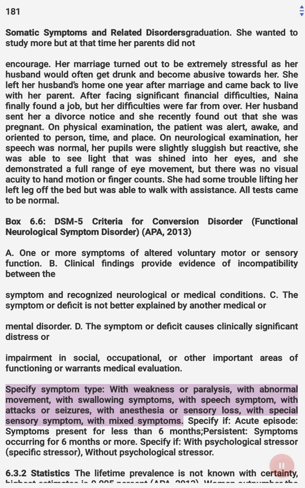Specify symptom type: with weakness or paralysis, with abnormal movement, with swallowing symptoms, with speech symptom, with attacks or seizures, with anesthesia or sensory loss, with special sensory symptom, with mixed symptoms. Specify if acute episode, symptoms present for less than 6 months, or persistent, symptoms occurring for 6 months or more. Specify if with psychological stressor, specific stressor, or without psychological stressor.